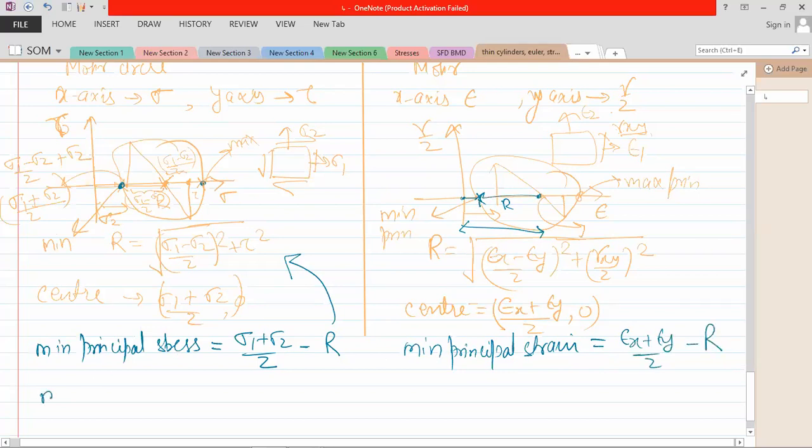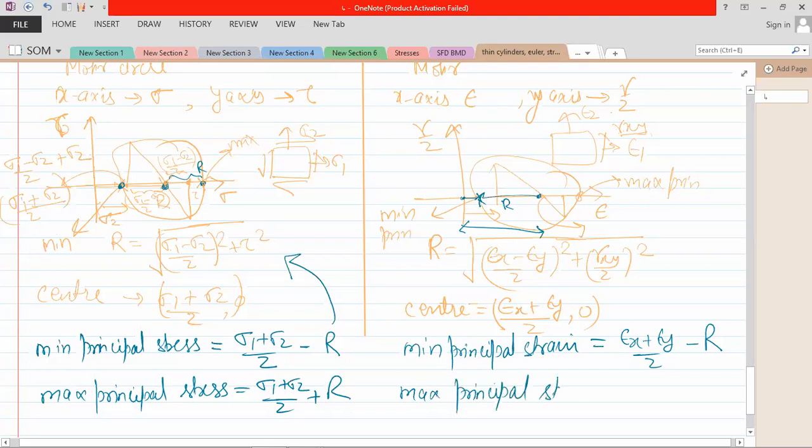Now the maximum principal stress. Your center point coordinate is known, and you need to find this coordinate. Just add the value of r, because you know the r value: sigma 1 plus sigma 2 by 2 plus r. And here, the maximum principal strain is this point. You know the center coordinate, you just add the value of r, and you get epsilon x plus epsilon y by 2 plus r. I hope now it is clear to you.